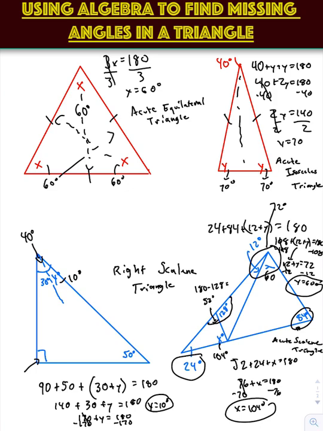So that's how to use algebra when it comes to finding different angles and different angles within an angle. That's about it. Thanks for watching. Hopefully this helps you moving into the concept of using algebra to find angles within a triangle.